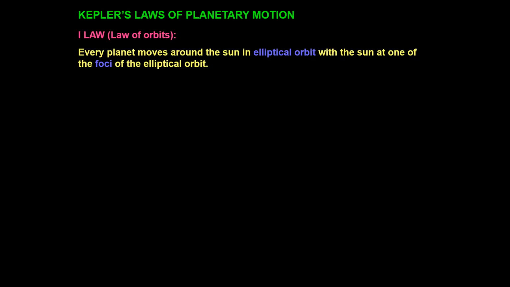Kepler's first law. Please remember, there will be a question asking, explain Kepler's laws of planetary motion. There are two laws which will come. The first law says: every planet moves around the sun in an elliptical orbit with the sun at one of the foci of the elliptical orbit. Which means if you are taking a circle, in a circle there is only one center.